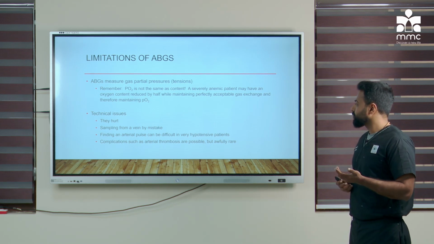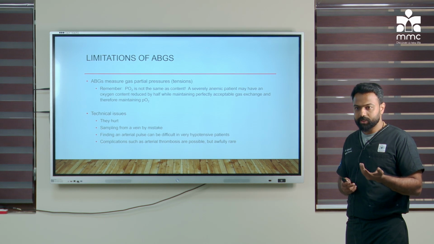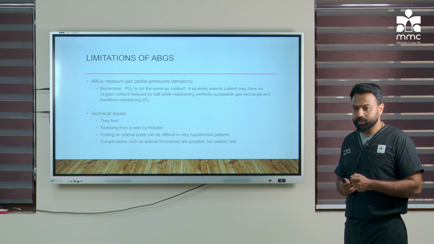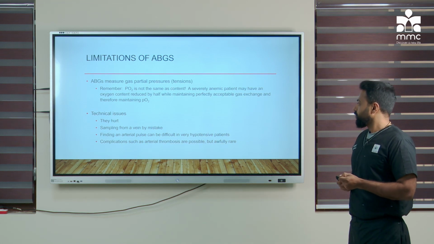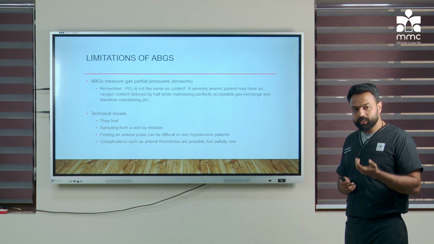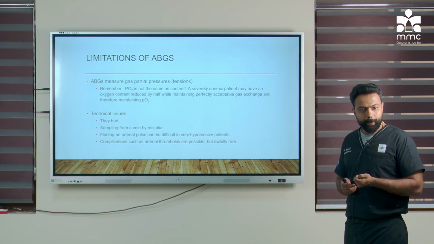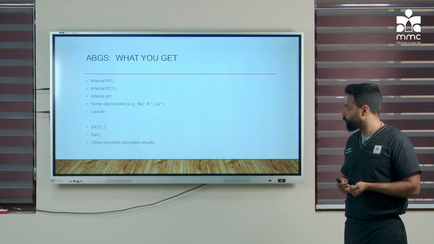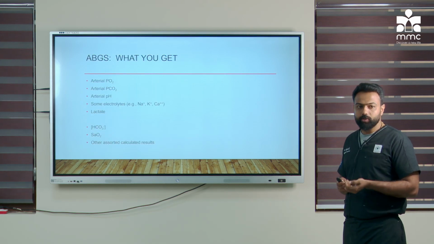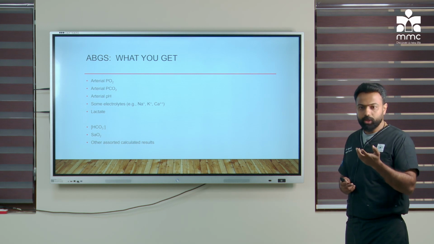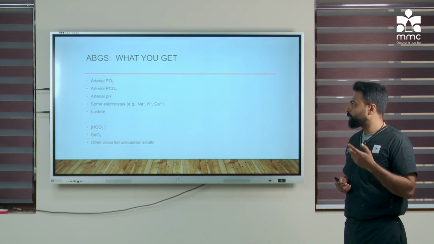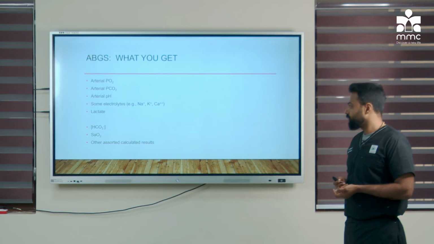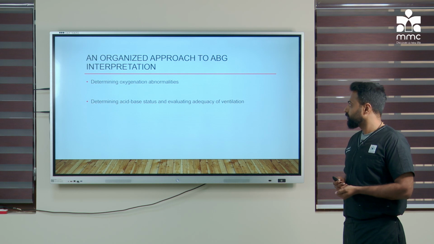And finding an arterial pulse is difficult in a hypotensive patient. Of course, we know the patient is sick, BP is very low, then it is very difficult to palpate the artery and do it. And since it is an invasive procedure, we directly prick the artery, so there will be complications such as arterial thrombosis, everything is possible. So if you get an ABG, what are the things you look at? The PaO2, that is oxygenation, PCO2, pH, some electrolytes, lactate, bicarbonate, saturation, and some other calculations also.